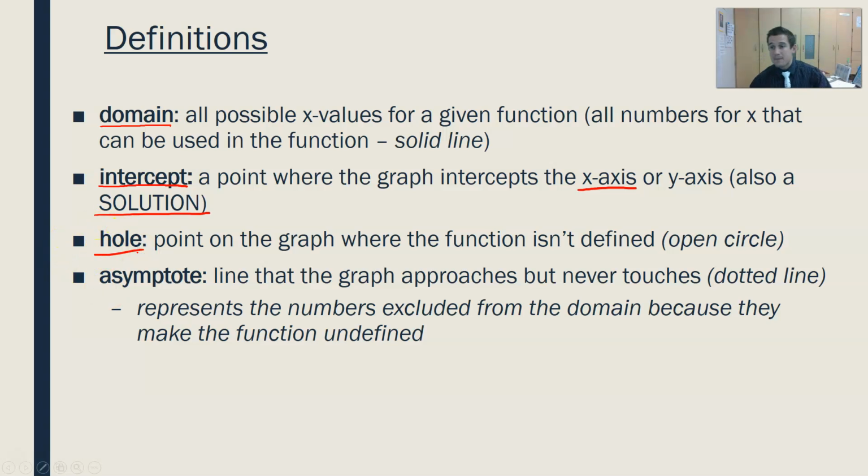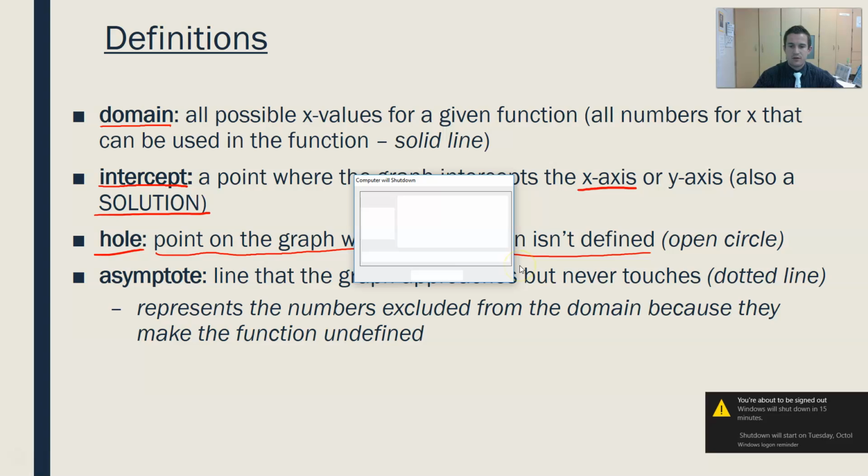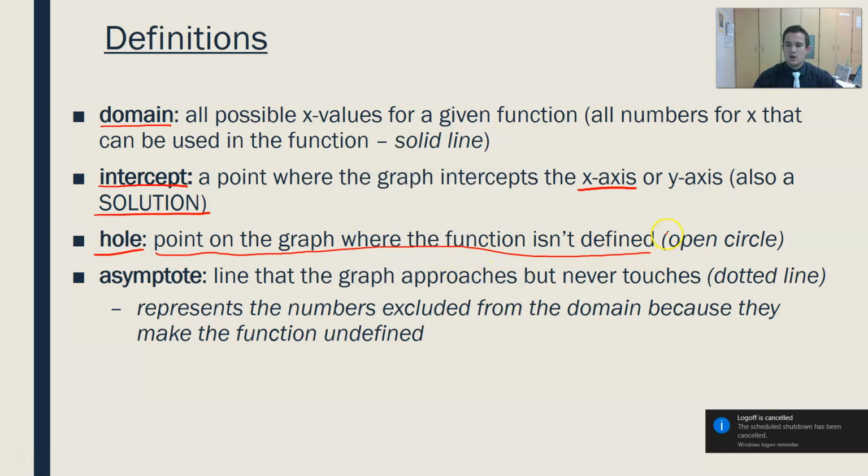A hole, this might be a little bit new. Holes are something on a graph that we introduce when we talk about rational functions, because they start to pop up in rational functions. A hole is a point on the graph where the function isn't defined. So in the entire domain of where this graph exists, if there's a point on the graph where the function isn't defined, that isn't in the domain, there's a hole in the graph. We denote that with an open circle, and I'll show you that on the next slide. But a hole in a graph is a point on the graph where the function is not defined.